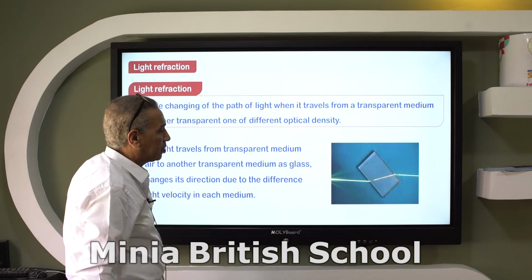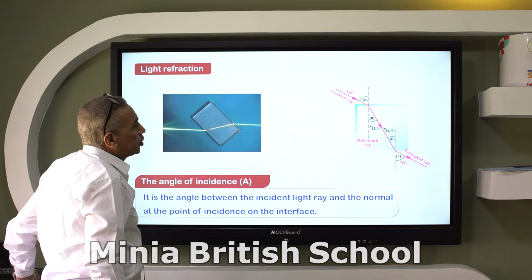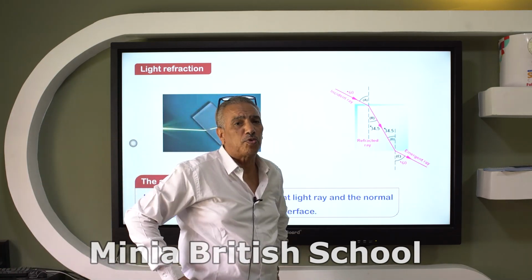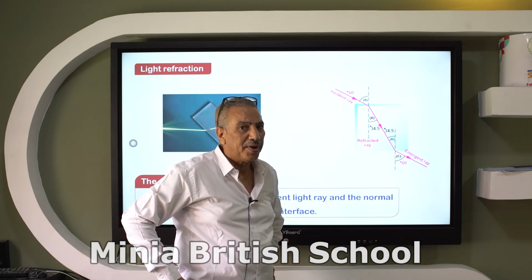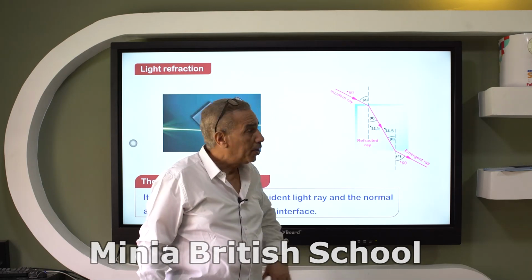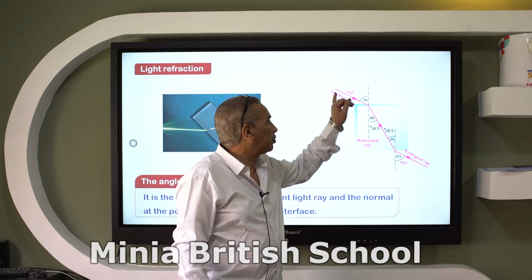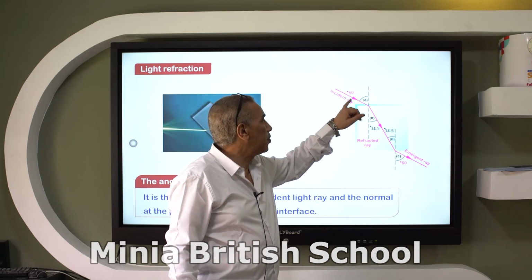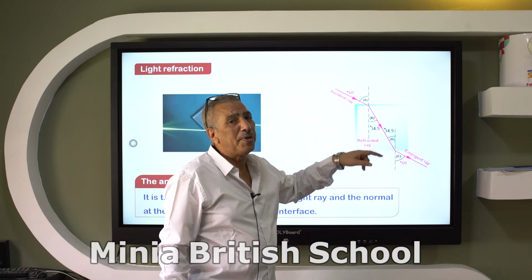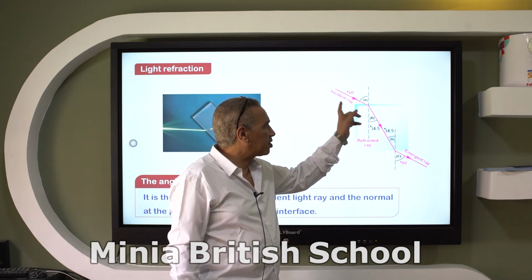Here is the light refraction, and this is very important. Light refraction is the change in the direction of the light ray due to transferring it from one transparent medium to another, different in optical density and different in velocity. Here is air, here is glass, here is air. A light ray travels through the air, then transferring to the glass, it will be refracted. Refraction means changing the direction of the light ray.